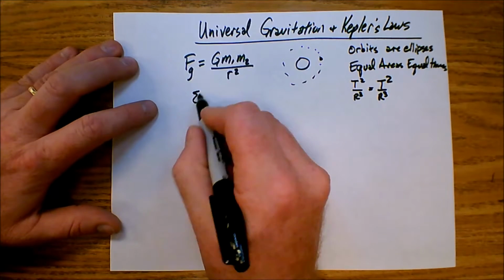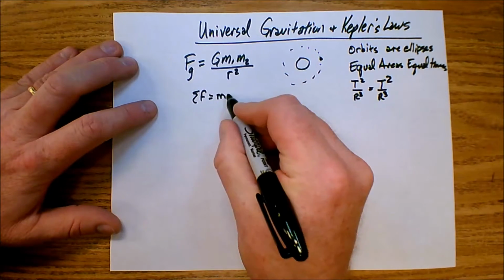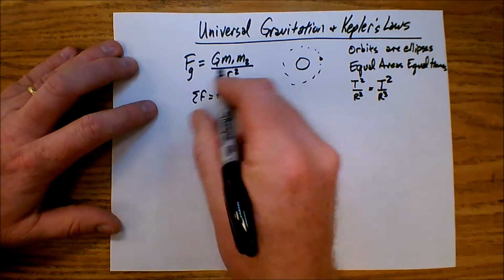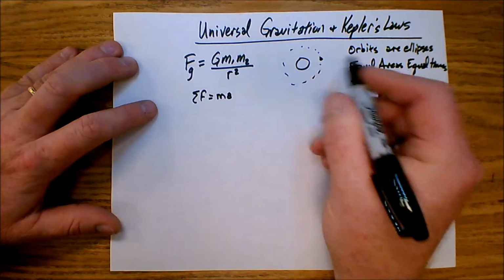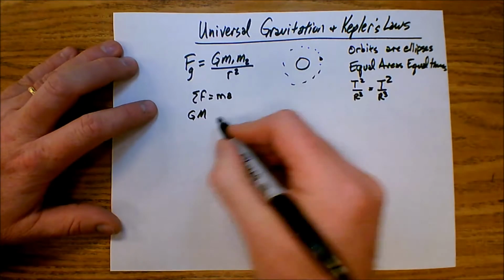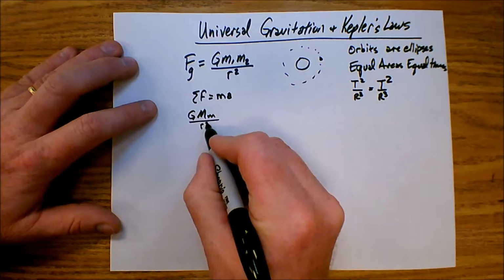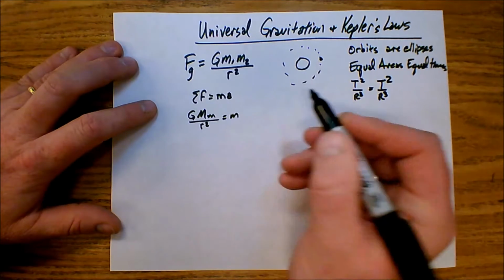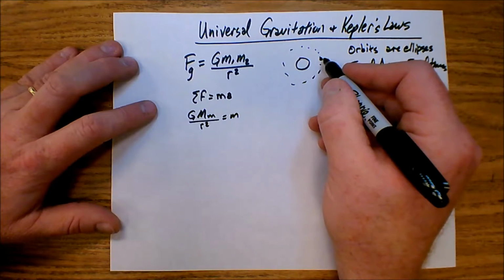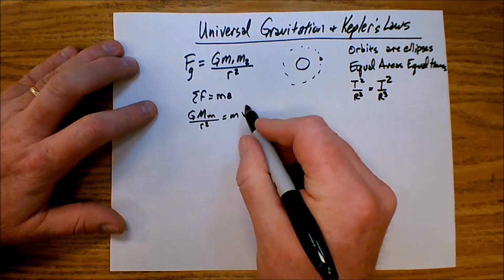Then we know that the net force acting on that object, that satellite, is equal to mass times acceleration. Well, the only force acting on that object is the force of gravity. So I can say G, I'll use big M for the central body and little m for the satellite, over r squared is equal to the mass of the satellite times the acceleration of the satellite. Now, if it's moving in a circular path, the acceleration will be v squared over r.